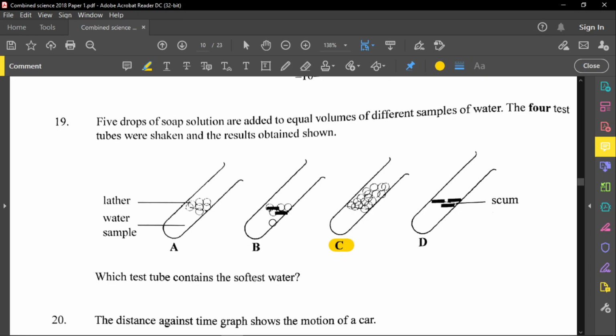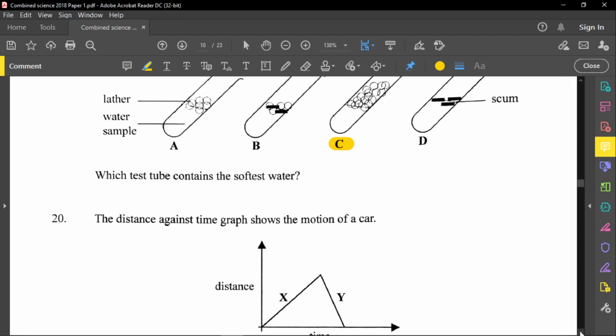B will be slightly impure, all right? There are some impurities in it. A definitely has some lather, so it's not too bad, but maybe a little deposit. But for the fact that C has the most lather, it is the softest water. Okay, A is also soft, but not as soft as C.